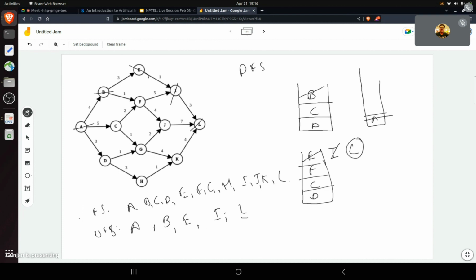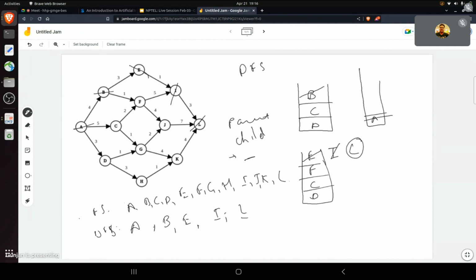What happens in DFS is you also maintain a parent-child structure, right? So essentially, whenever you visit a state, you also store how did you reach this state. So basically, the parent of that child. So in that sense, you backtrack.